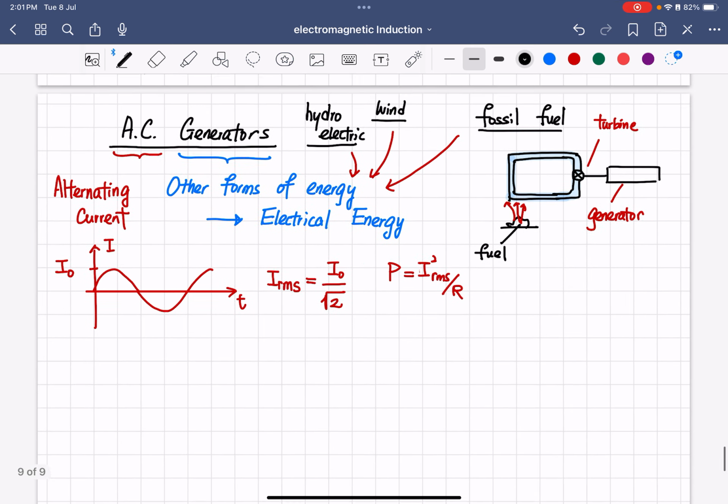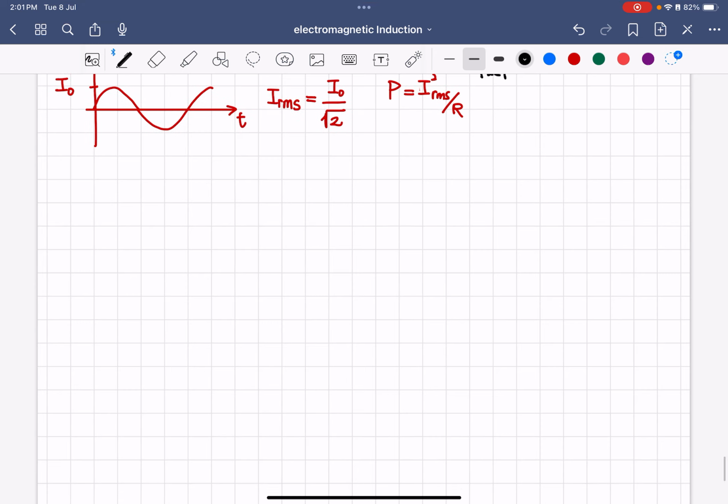So anyway, we look at the AC generator first. So what is an AC generator? We have to look at the structure of the AC generator.